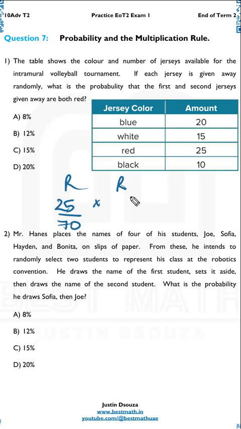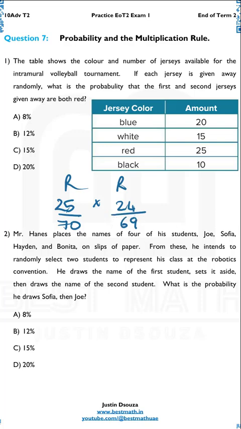Now don't write the same thing here as well. Why? Because when you go to the second possibility, one red is gone. It's not going to come back. So it's just 24 remaining reds. But out of 70, one red is gone. It's not going to be 70 anymore. It's 69. So this is how we do it.